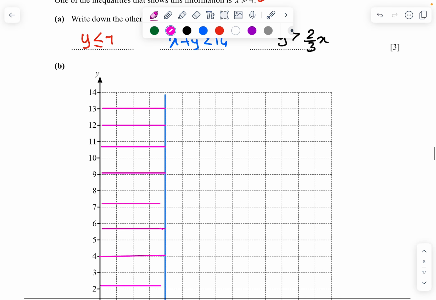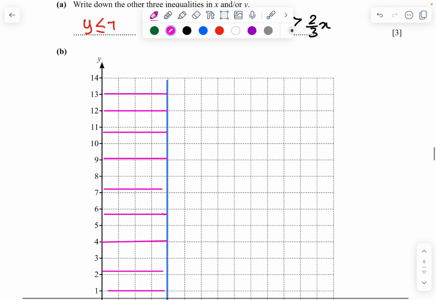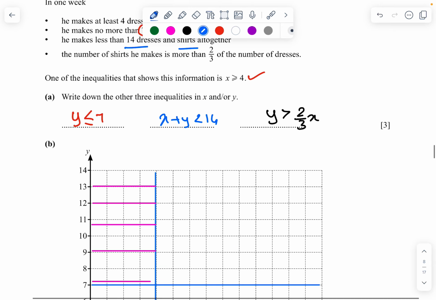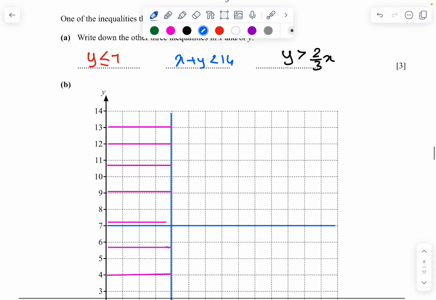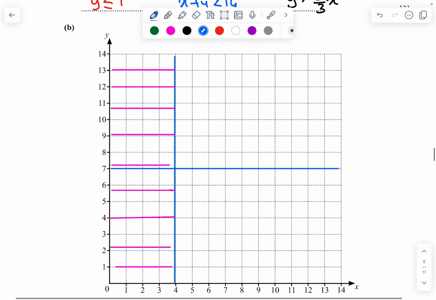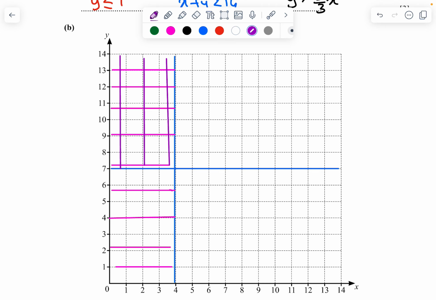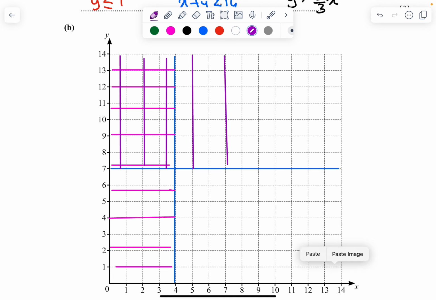Then y is less than or equal to 7. At 7, draw a line. So y is greater than 7, we have to shade it. So shade it, y is greater than 7. Unwanted region means always shade the opposite side. Then I'm shading it out over there.